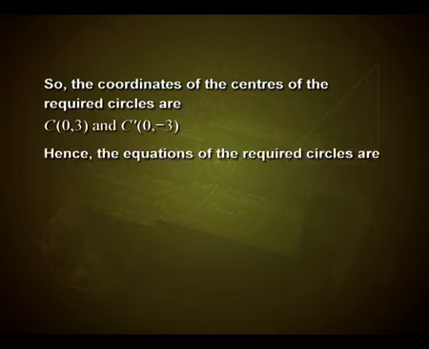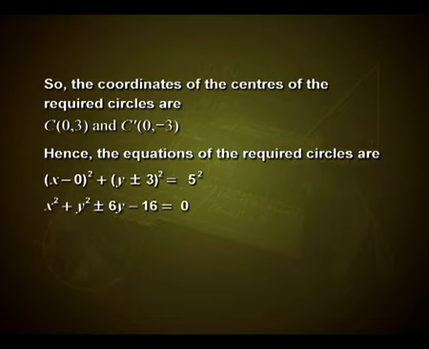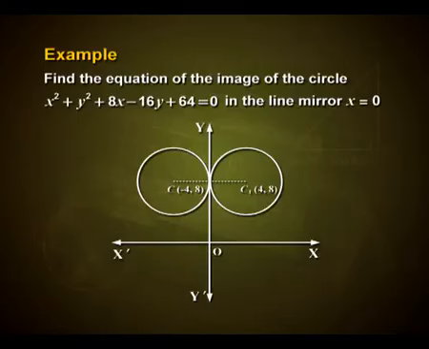Hence, the equations of the required circles are (x minus 0) whole square plus (y plus or minus 3) whole square is equal to 5 square, which on simplification can be written as x square plus y square plus or minus 6y minus 16 is equal to 0. Let us look into another example here.